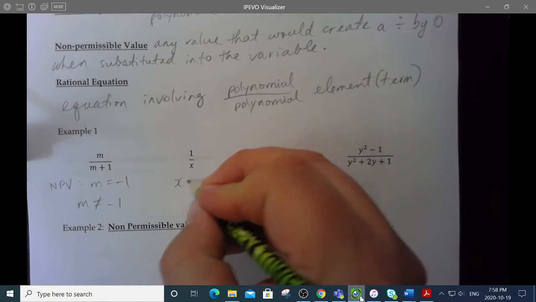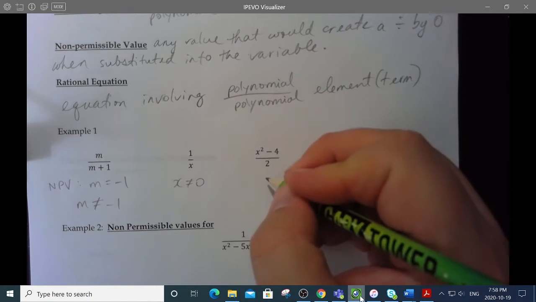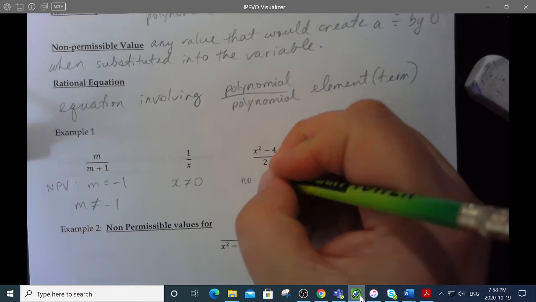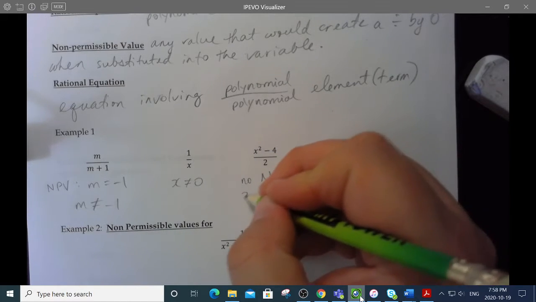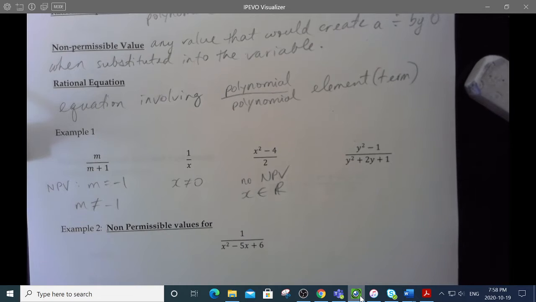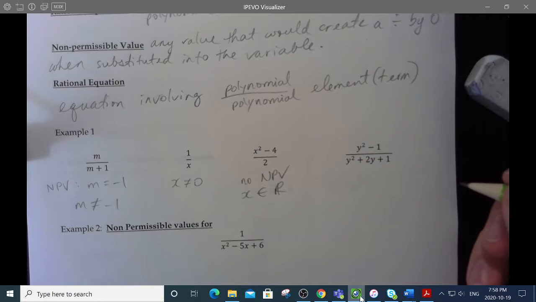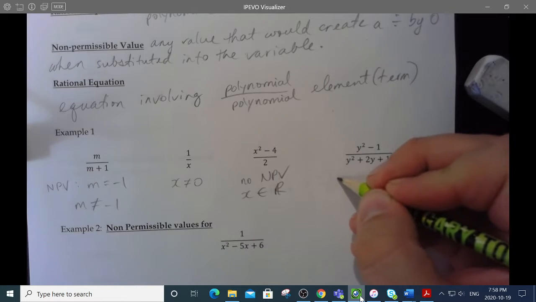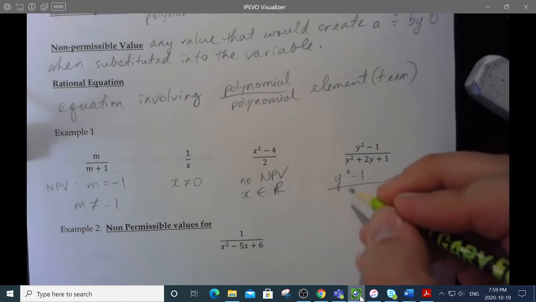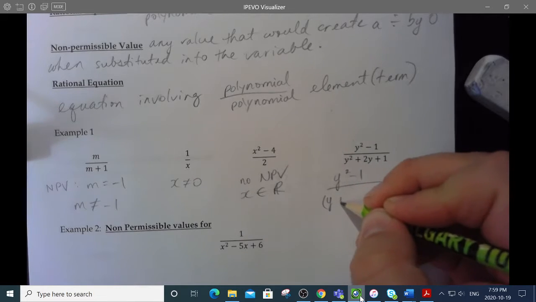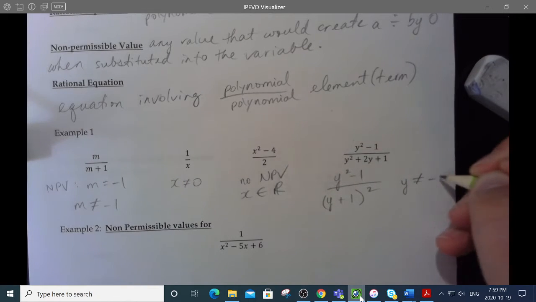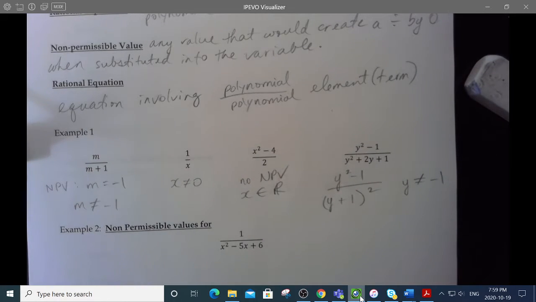This one, obviously, x cannot equal 0. This one doesn't have non-permissible values. There's no problem with this one. x can be anything you want. You could even say x is an element of all reals because 2 can't ever be a 0. Here, what's my non-permissible value? What would make this 0? Well, to figure that out, I actually have to factor it. So I'm going to factor it to y squared minus 1 over y plus 1 squared. So in this case, y cannot equal negative 1. Okay, so there's example 1.